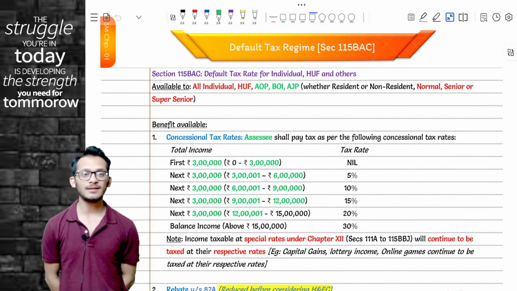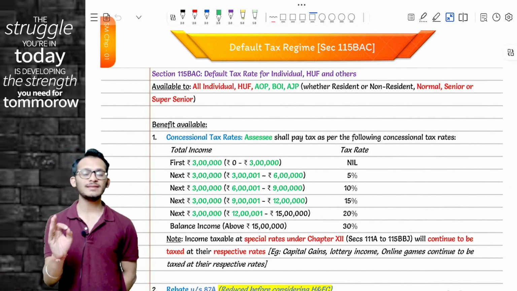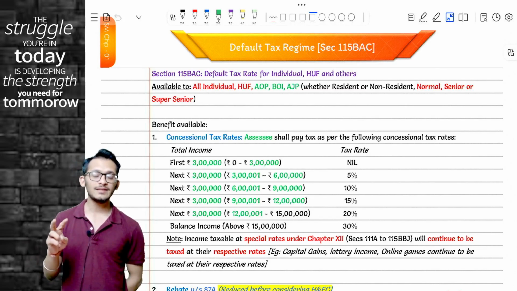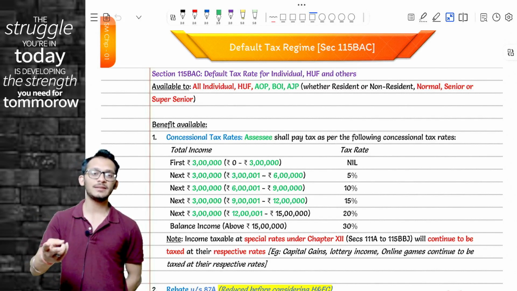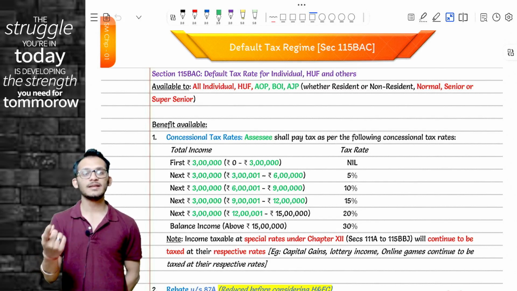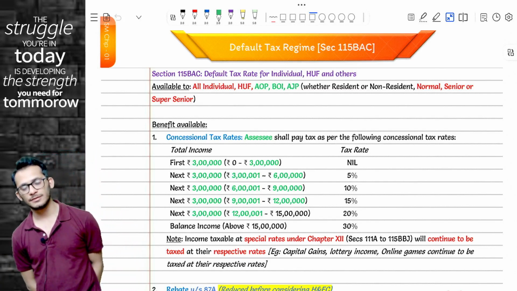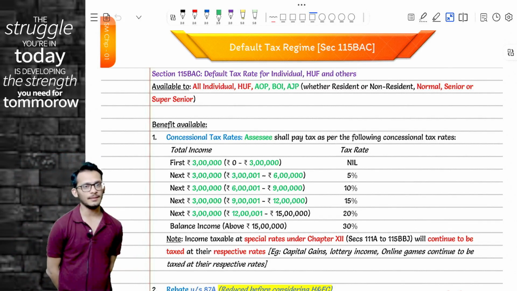Repeating it once again for the benefit of everyone. If it says he's opting for default regime, it means you're under 115 BAC. If they say you're shifting out of default regime under 115 BAC, it means you're under Finance Act. Just keep that in mind first. Rahul, let's proceed accordingly.